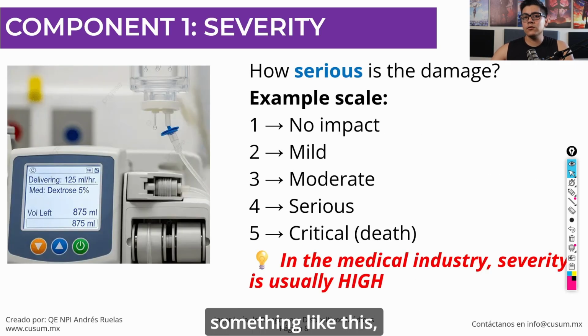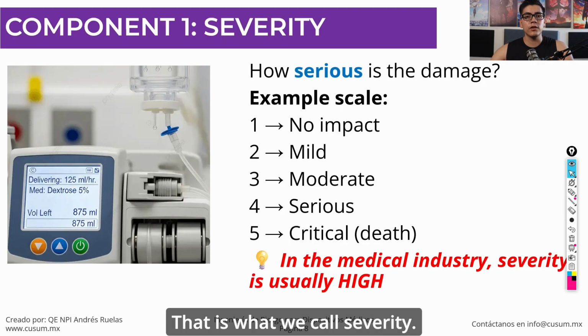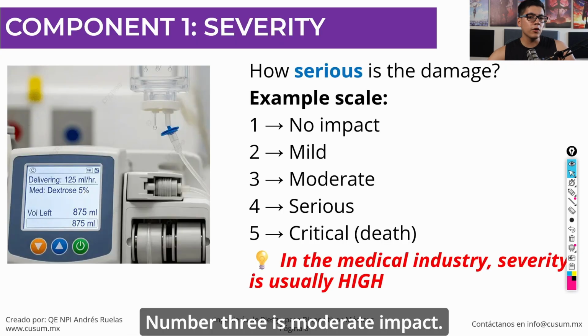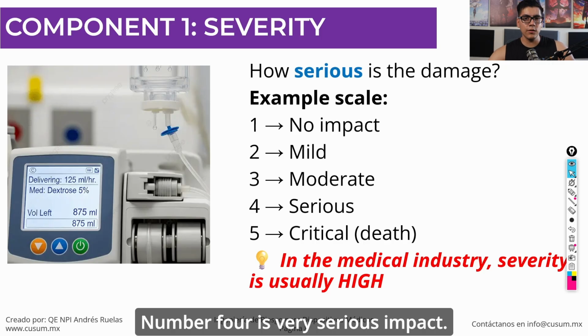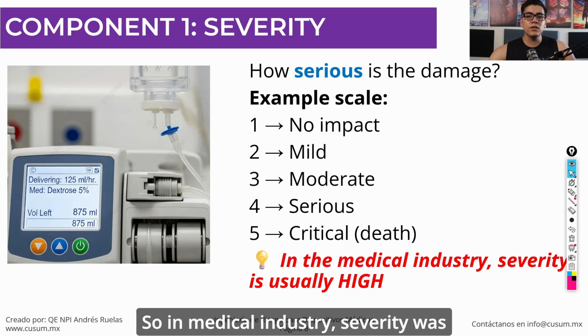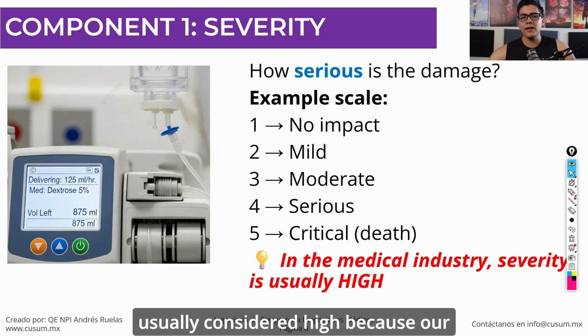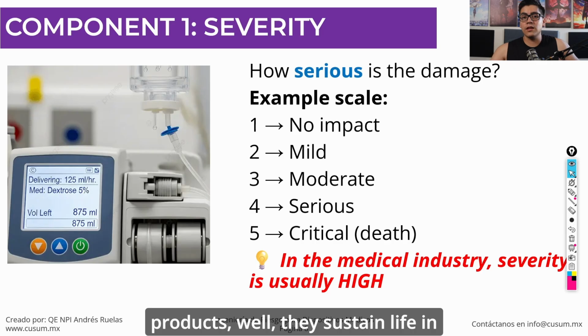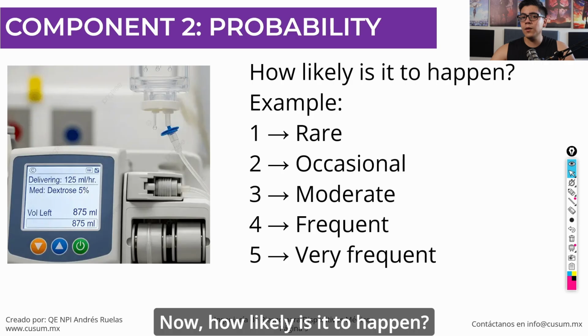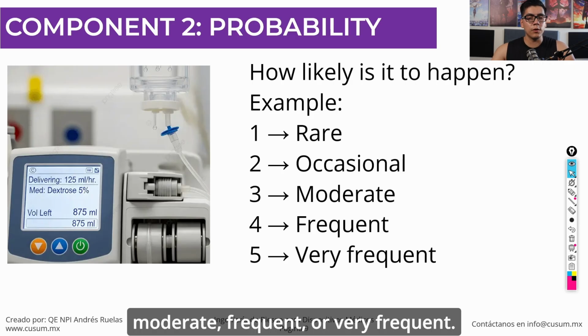You might have a scale, something like this, about how serious is the overall damage. That is what we call severity. You might say, well, number 1 is there's no impact. Number 2 is that it's a mild impact. Number 3 is moderate impact. Number 4 is very serious impact. And number 5, somebody died. So in the medical industry, severity is usually considered high because our products, well, they sustain life in some way or help mitigate an impact. Now, how likely is it to happen? Well, it might be rare, occasional, moderate, frequent, or very frequent.